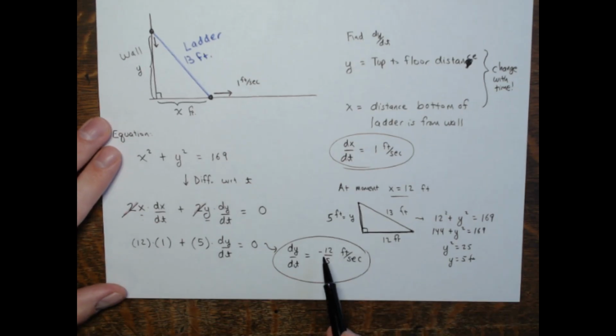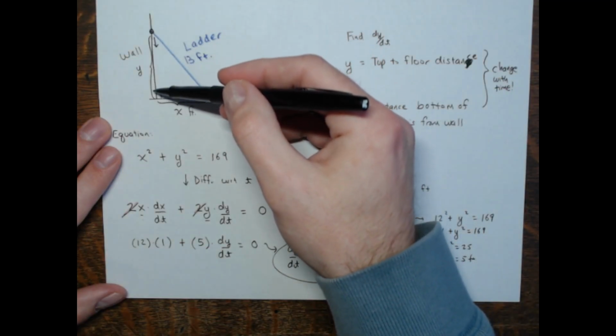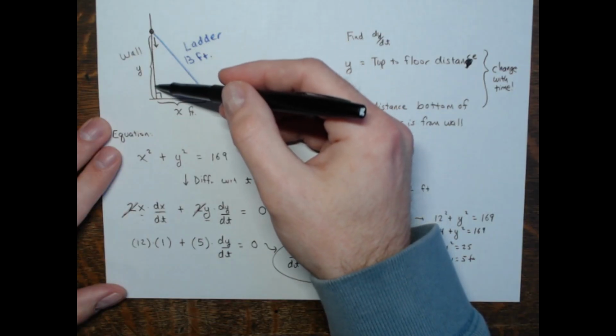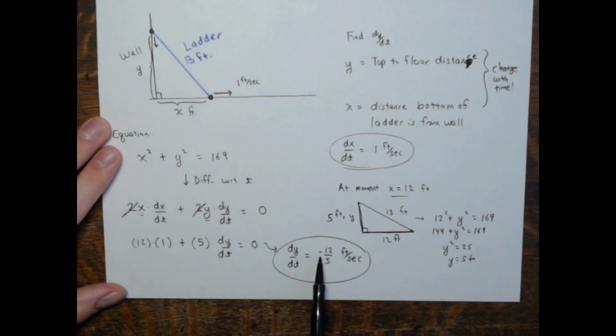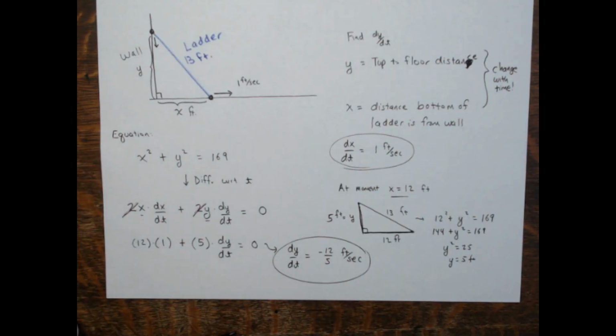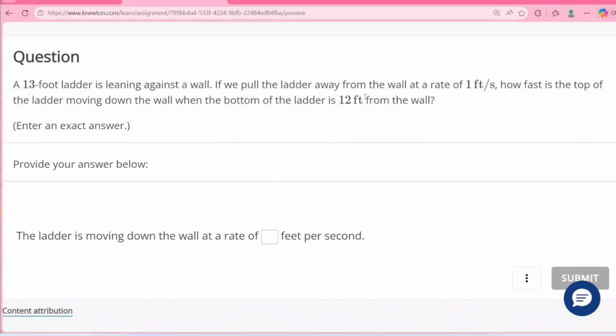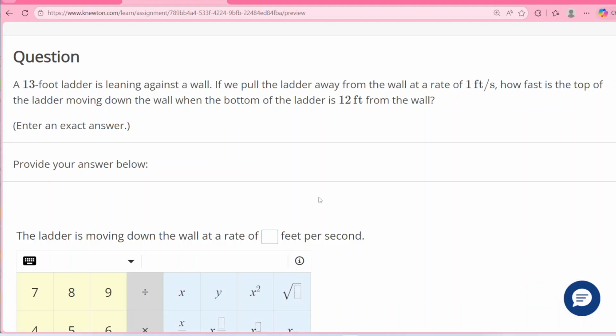Now this means that the distance down the wall, that y distance, the distance from the top of the ladder to the floor, is decreasing at 12 fifths feet per second at this moment, or 2.4. I'm going to put 2.4. Now again, they already told me it was moving down, and they're talking speed. So since they already said it's moving down, I'm not going to put a negative here. They already told me it's moving down at a rate of 2.4, and that's 12 fifths feet per second.